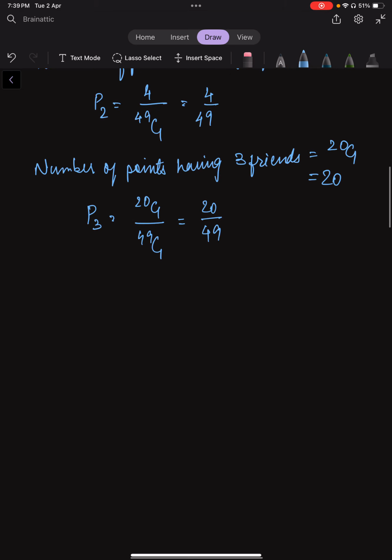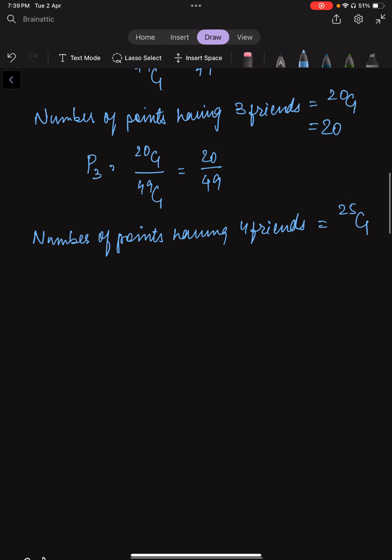So now the number of points having four friends will obviously be all the remaining guys. So 25C1. You can give the probability as 25C1 by 49C1, which is 25 by 49.